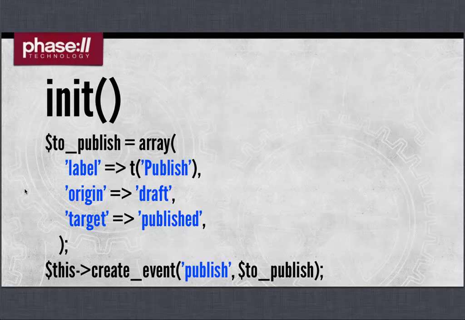We create an event. In this case, I kind of switched it up a little bit. I put the array that determines an event, the label, the origin and target state, in a variable, and then pass that to the create event method. So in this case, events, again, got to start somewhere, got to finish somewhere, right? That's what you're saying.